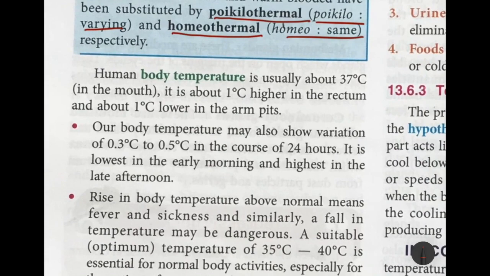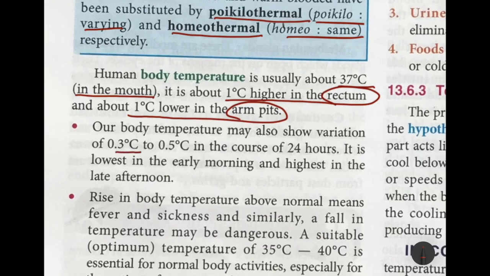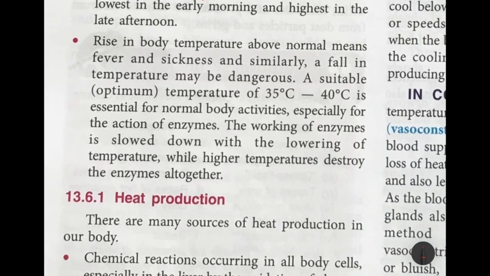Now, human body temperature, you know, is 37 degrees Celsius in the mouth, when you take your temperature in the mouth, and it is 1 degree Celsius higher in the rectum and 1 degree Celsius lower in the armpits. So our body temperature sometimes may show a little variation, between 0.3 and 0.5 degrees Celsius during 24 hours. Remember, children, it is lowest in the early morning and highest in the late afternoon. If there is a rise in body temperature, that means you have fever and you are sick, and if there is a fall in temperature, that is also dangerous.